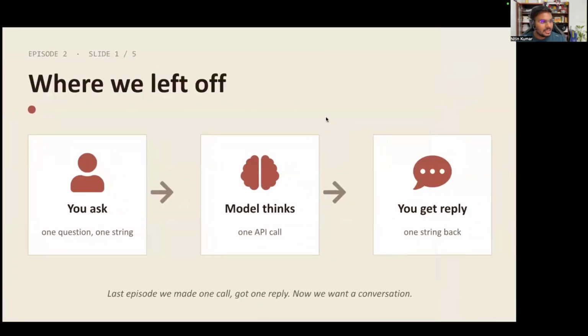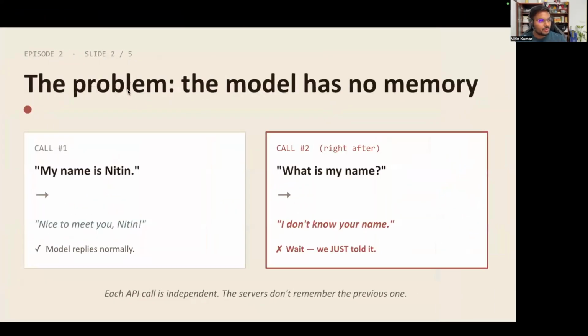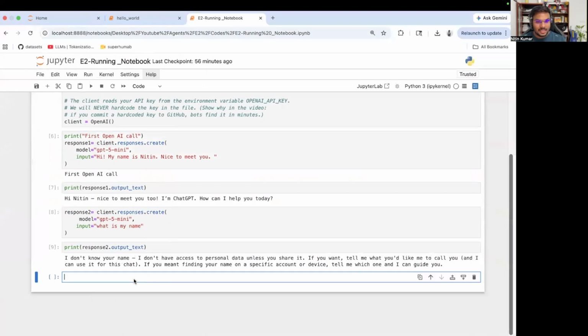Now let's understand what the problem is. We know what is happening internally. We called our first API, "My name is Nitin." It replied, nice to meet you. The model replies very normally. But when I ask right after, what is my name? It said, I don't know your name, even though I just told it. So from this we got an idea: the API we are calling has no memory, no stored conversation, nothing. Now let's move on to how we can tackle this.